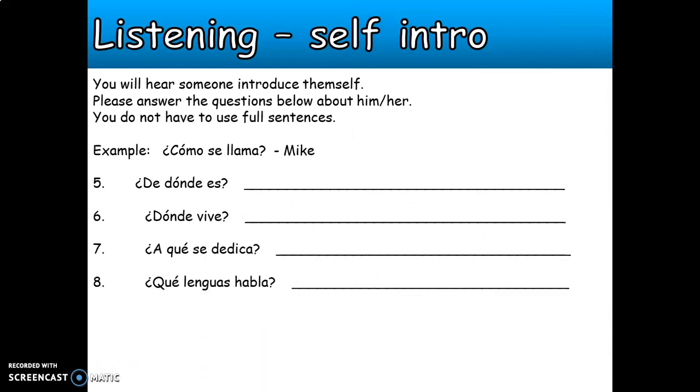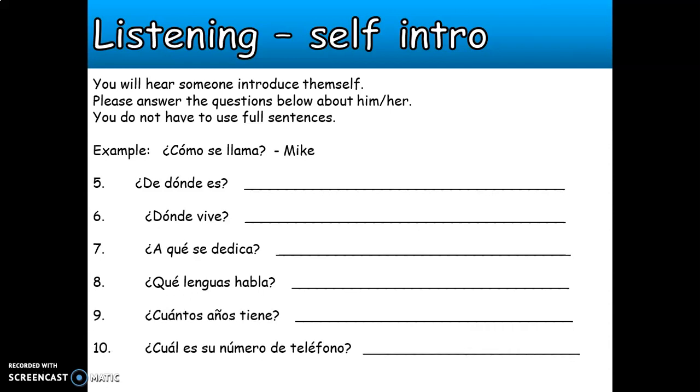So ¿qué lenguas habla? What languages does he speak? ¿Cuántos años tiene? How old is he? ¿Cuál es su número de teléfono? You'll hear him give his phone number, and then you just write down the answer. You can just write down the numbers. You don't have to spell them out.